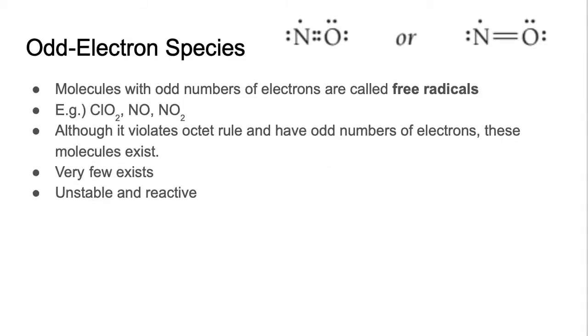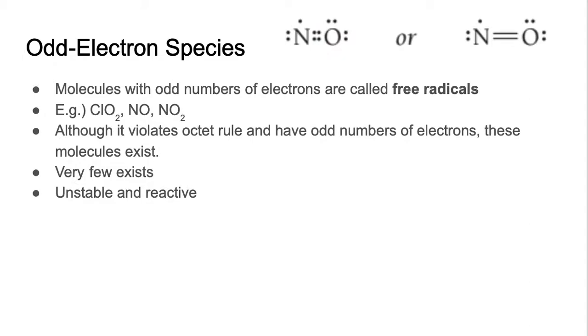So first, odd electron species. These molecules are exactly what their name refers to. These molecules have an odd number of total electrons that makes you unable to complete the octet rule. These molecules with odd numbers of electrons are called free radicals or simply radicals. Although they do not complete the 8 electrons on the valence shell, these molecules still exist because of the inability of the Lewis structure to completely visualize the free radicals.